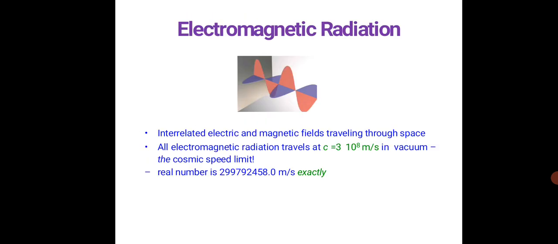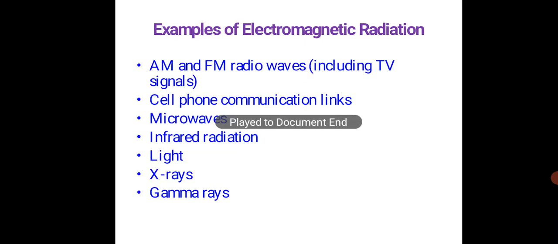So what is electromagnetic radiation? Interrelated electric and magnetic fields traveling through space are called electromagnetic radiation. This travels with the speed of light in vacuum, the cosmic speed limit. The real number is given precisely, but we approximate it to 3 into 10 power 8 meter per second.